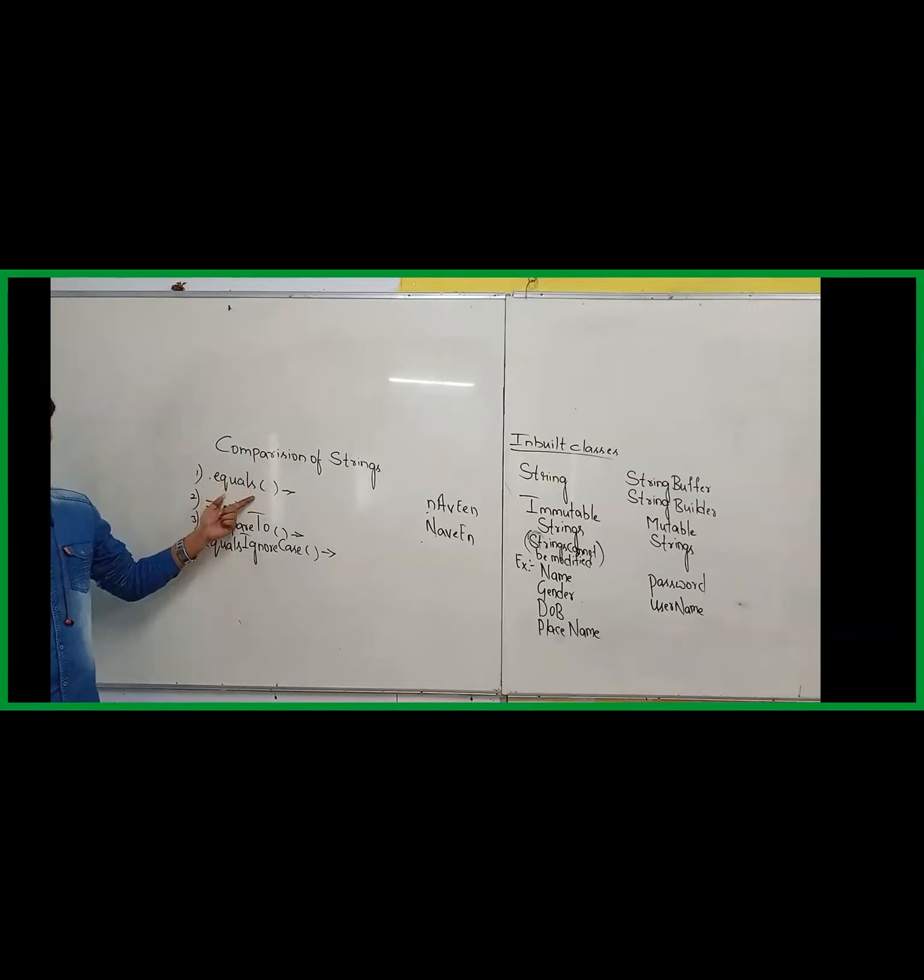If I use the dot equals method, what will this do? It will actually check the values. As of now, just remember this much. This will compare the direct values. Getting my point? What will this one do?